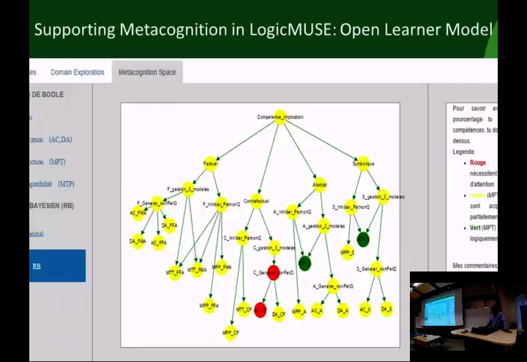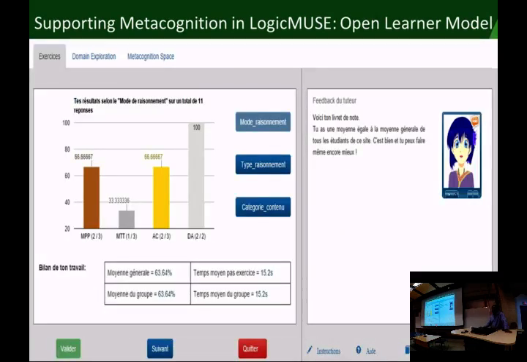And the Bayesian network, I spoke about the metacognitive space, where the student can, in some kind of open learner model, visualize his own progress, for example in the Bayesian network, and so on. He can also see how well he has performed on every kind of skill, for example MPP, and you can have a different view of this. Normally, in the next version of Muse, students should be able to interact with the system to get more information or more explanation about this feedback.